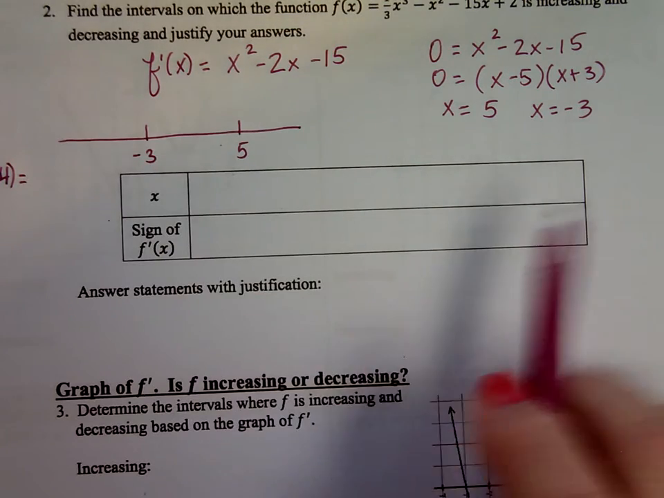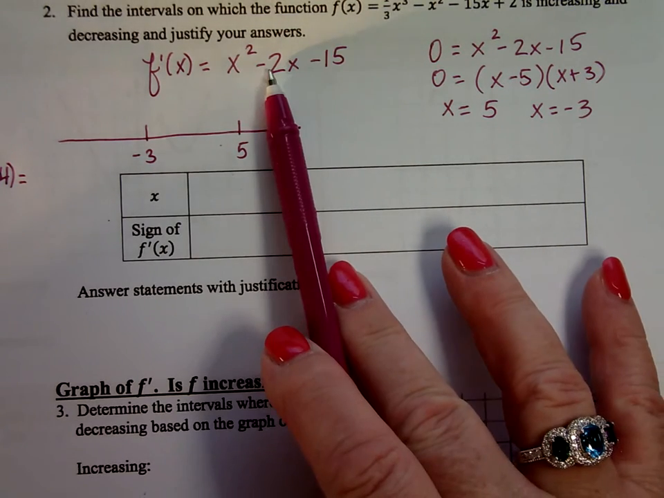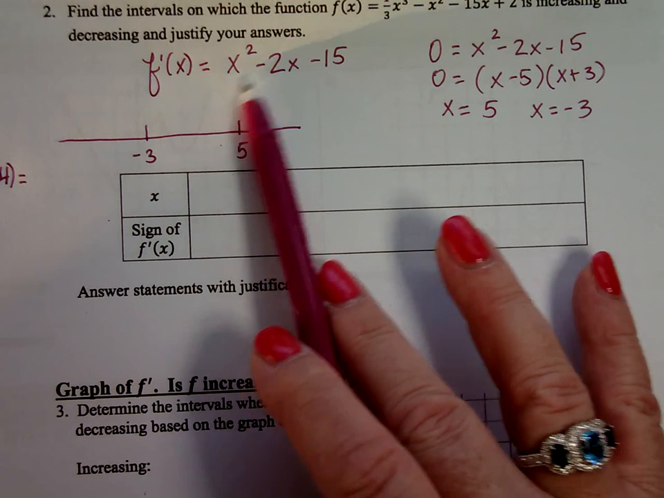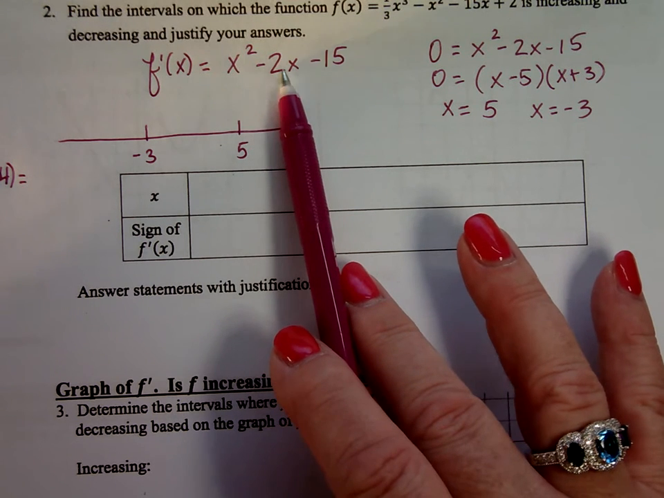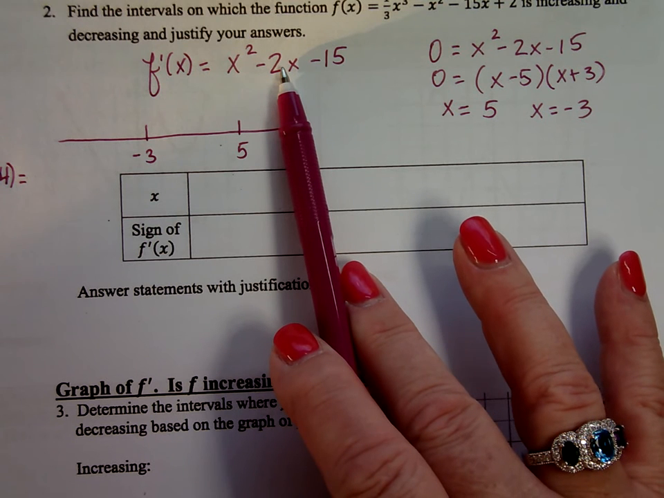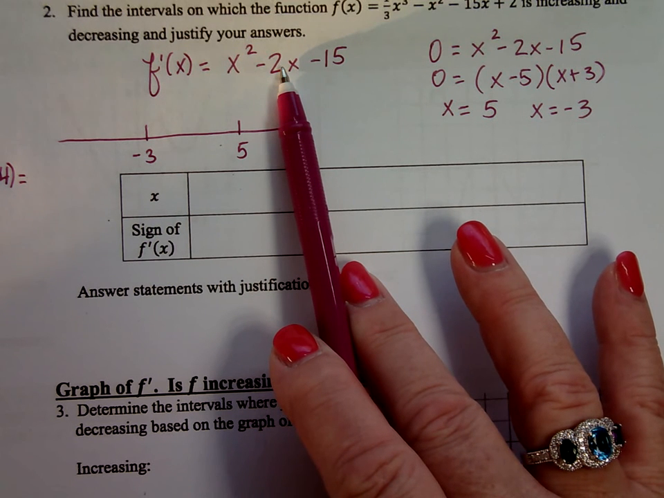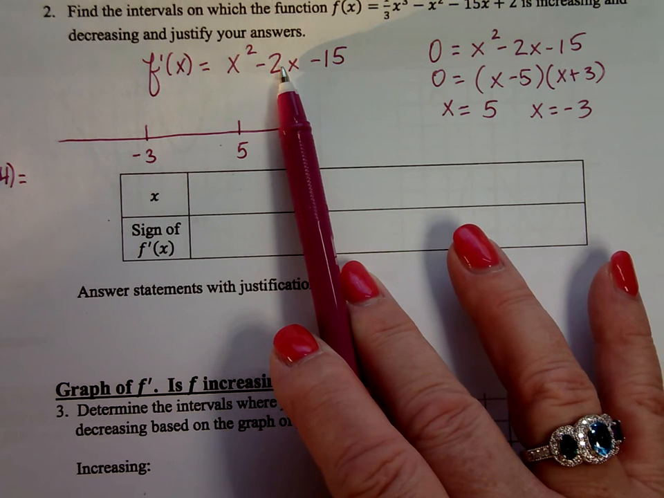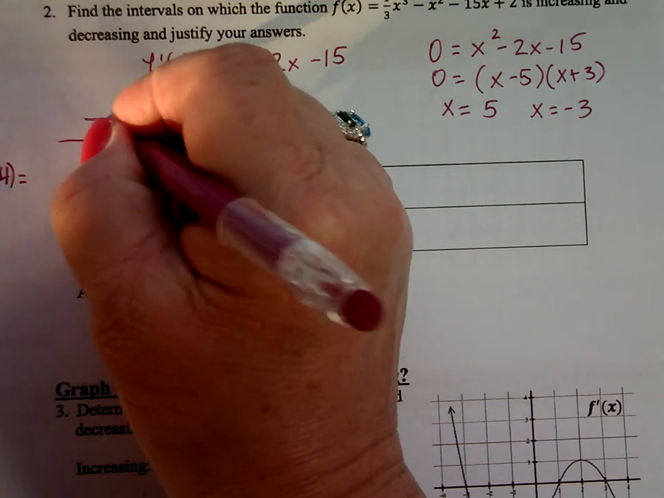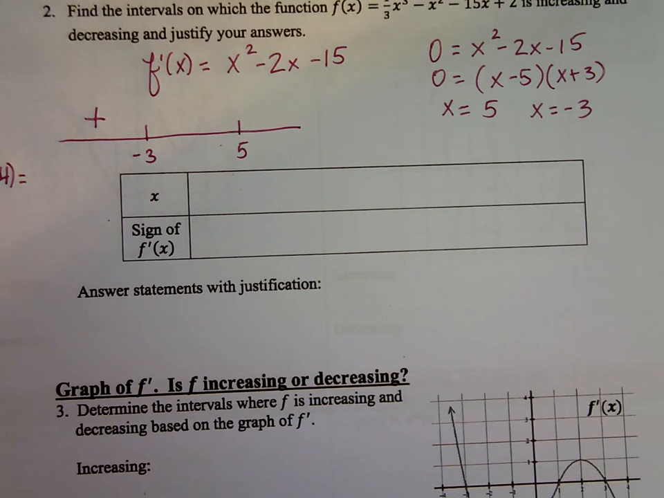I put it into my first derivative. So I have negative 4 squared is 16. I have negative 2 times negative 4, that's positive 8. So I have 16 plus 8, that's 24. And all I care about is, is it positive or negative? I don't care what the actual outcome is. So I'm at 24 minus 15, and I know that's going to be positive. So on my chart over here, I put positive.